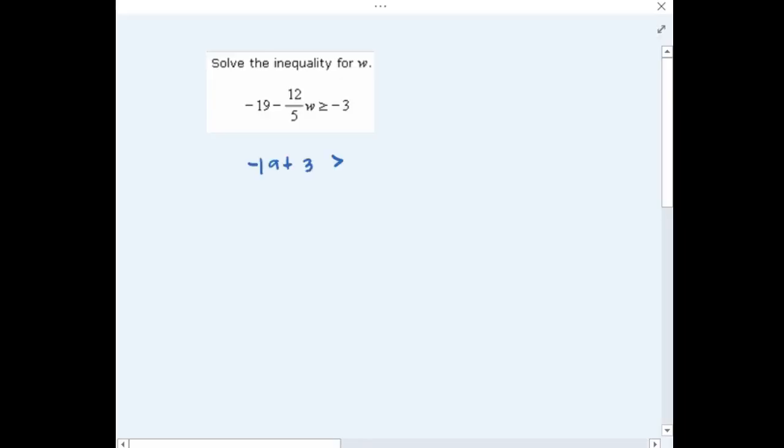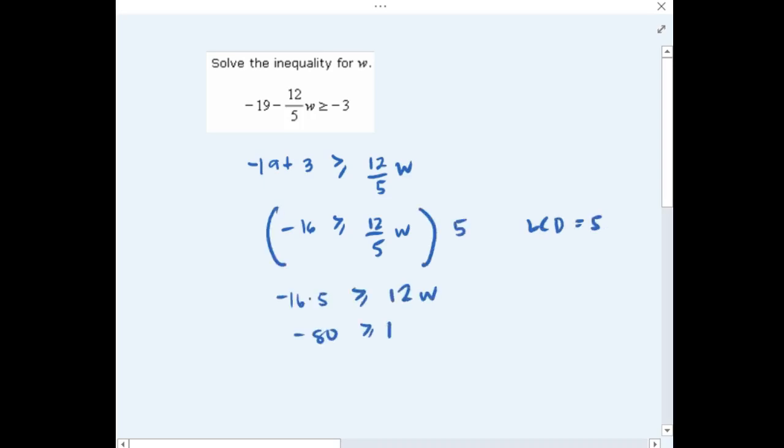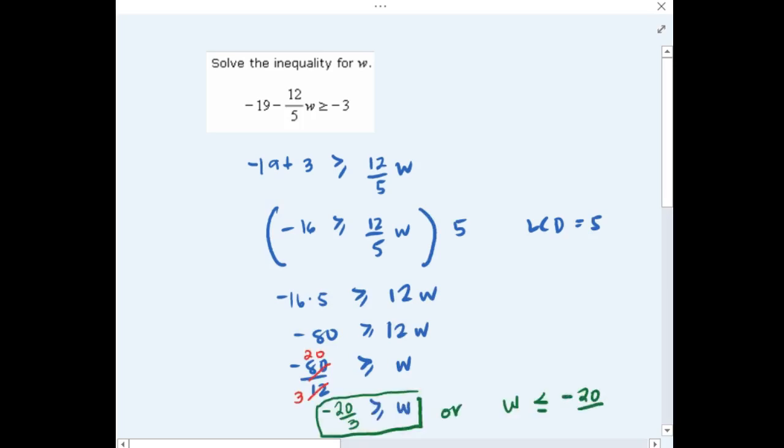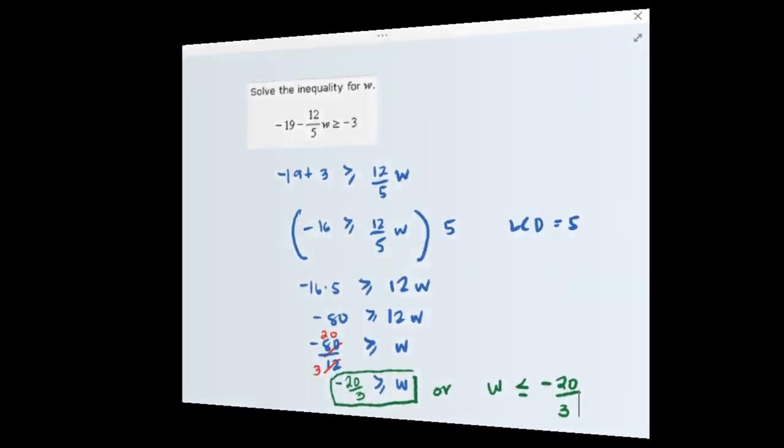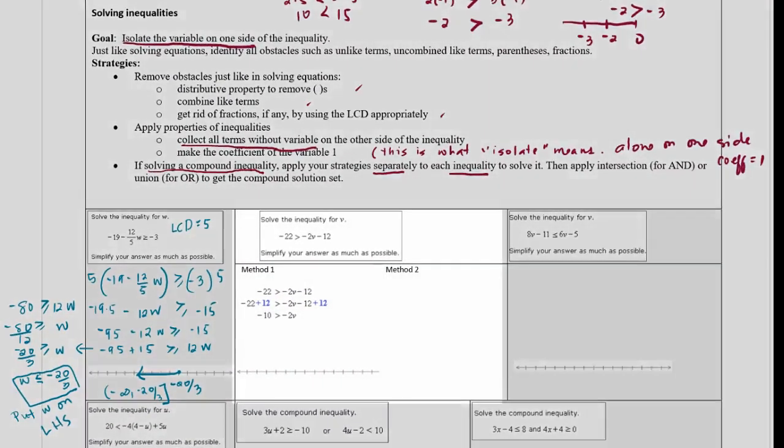There's a simpler way to do this, and that is to move the 3 to the left-hand side and the variable term to the right-hand side, and then multiply by the LCD later. Here's a solution that uses flipping. When we get to minus 10 greater than minus 2v, we have to divide by a negative number, and the inequality flips.